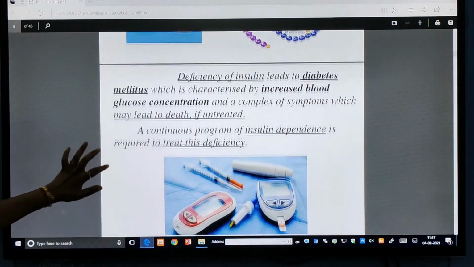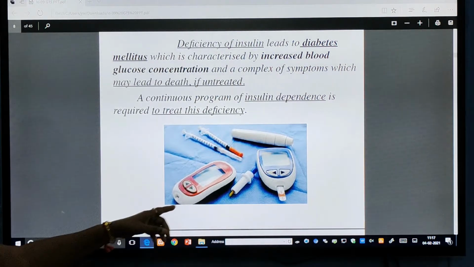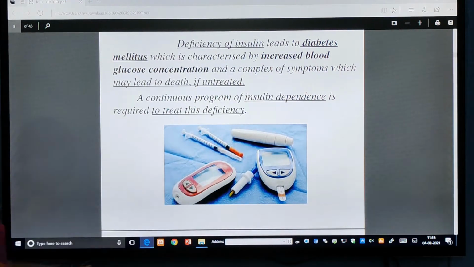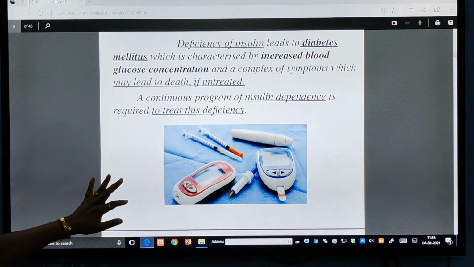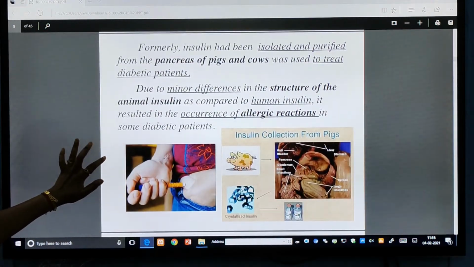Next, if there is deficiency, what will happen? If there is deficiency of insulin, this might lead to a disease, diabetes mellitus, characterized by increased blood glucose concentration, and a complex syndrome which may lead even to death if it is not treated properly. So for this you have to go for an insulin dependence program, continuously to treat this deficiency. So that is the main agenda.